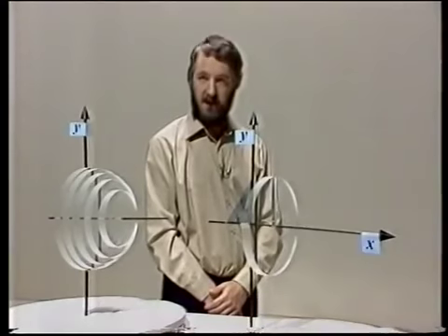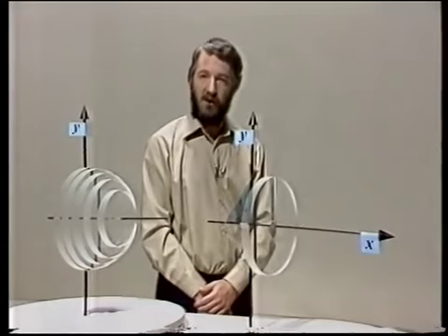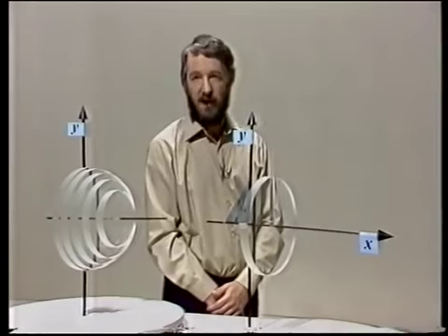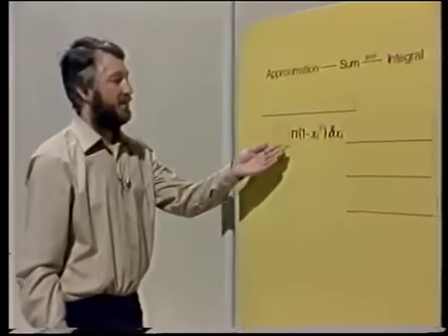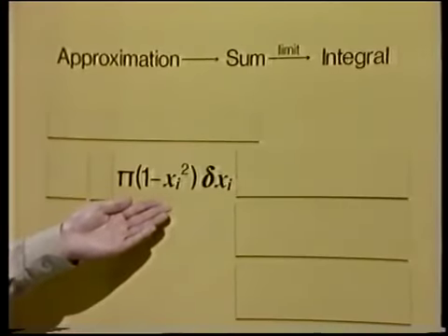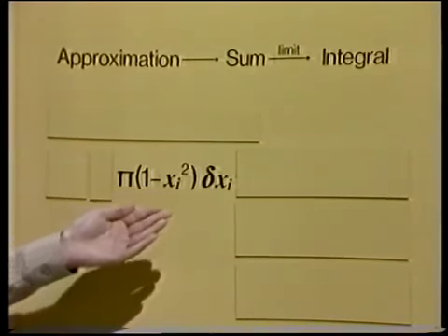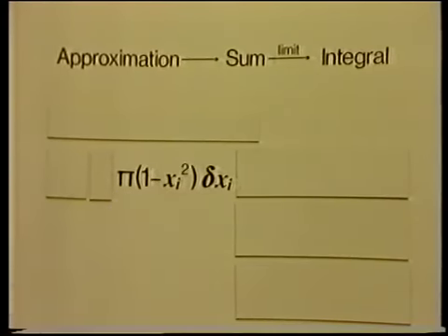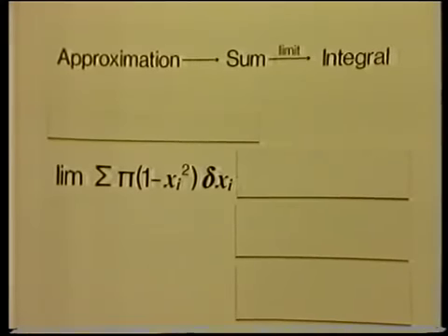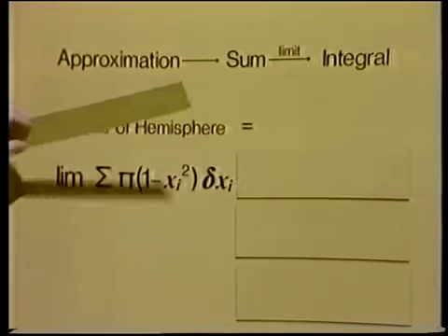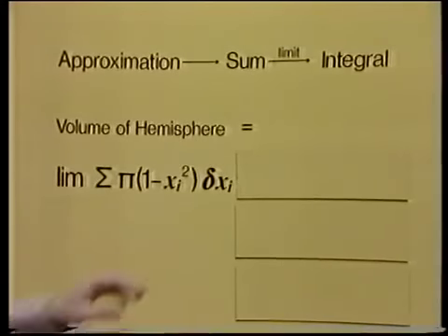Now the thickness of the disc is delta xi, so its volume is pi times radius squared times thickness, and I've written this down over here. It's pi times radius squared, that's 1 minus xi squared, times thickness, delta xi. And adding up the volumes of all the discs from 0 to 1 gives this sum. And taking the limit as the thickness delta xi tends to 0 gives this expression for the volume of the hemisphere. And I can write that as this integral.